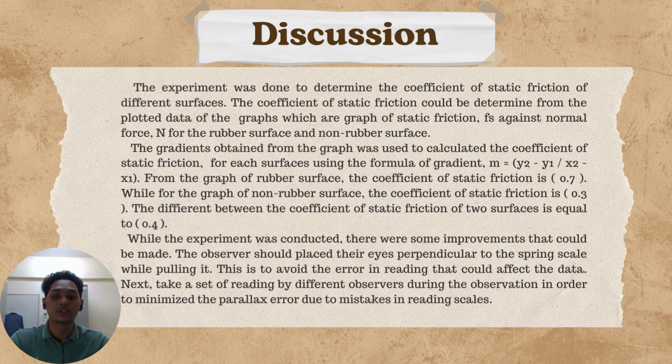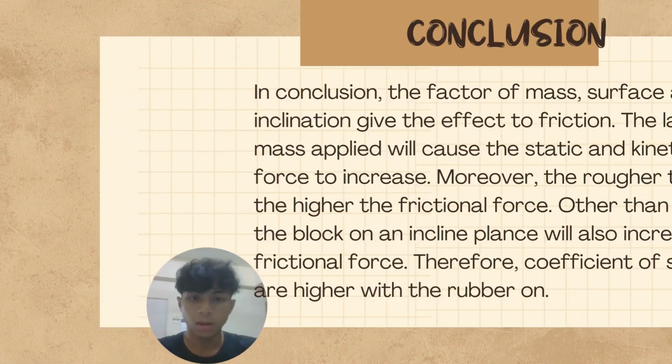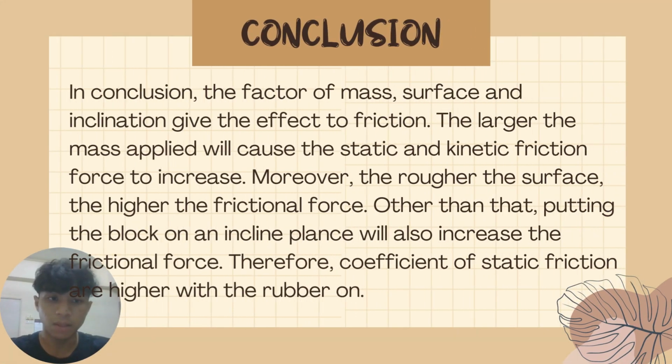While the experiment was conducted, there were some improvements that could be made. The observer should place their eyes perpendicular to the spring scale while pulling it. This is to avoid errors in reading that could affect the data. Next, take a set of readings by different observers in order to minimize the parallax error due to mistakes in reading the scale.